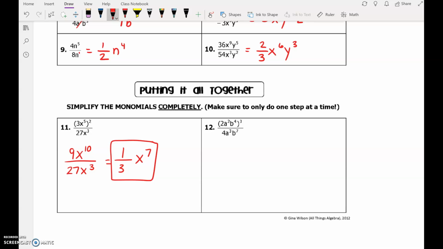In number 12, again, there is a power to a power on the inside. So I'm going to take 2 to the 3rd power, which is 8. And then I multiply the exponents, a to the 6th, b to the 12th. The bottom should stay the same for now, and then I will use that to simplify. So using our new rule, 8 divided by 4 is 2. 6 minus 3 is 3, and 12 minus 7 is 5.